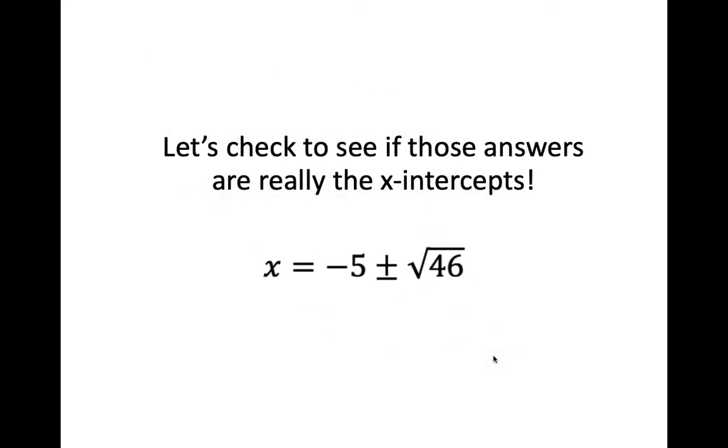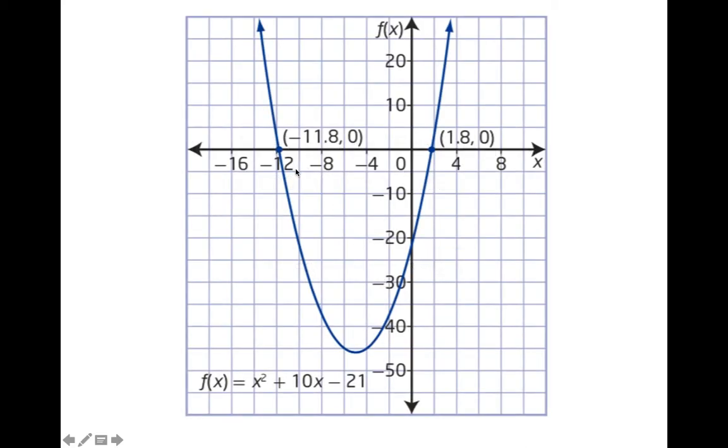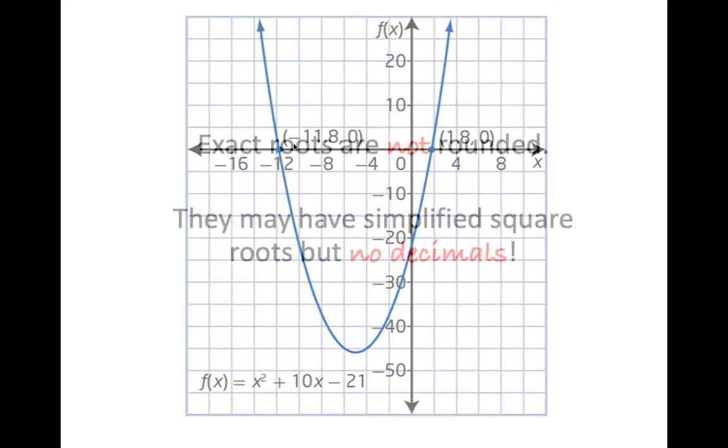So checking to see if these answers are really the x-intercepts or not, what I would encourage you to do is to take a calculator and calculate what is negative 5 plus the square root of 46 and what is negative 5 minus the square root of 46. I think what you will find is that it is indeed these two solutions. And what I've done is I've actually graphed this on decimals and checked to see what those points are, the positive one being 1.8 and the negative being negative 11.8. So this is indeed the way that we can solve an equation.